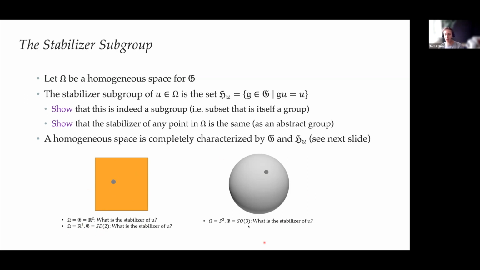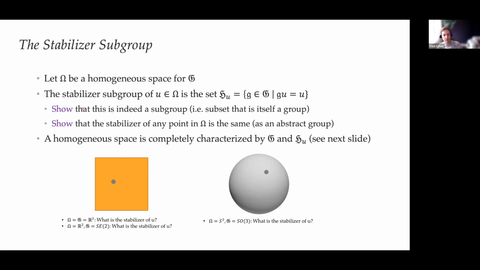And similarly, the sphere is a homogeneous space for the rotation group SO3. And if we take any point, then we get a group of rotations around the axis through that point. That's a group called SO2, rotations around the axis. So that's the stabilizer of that point.